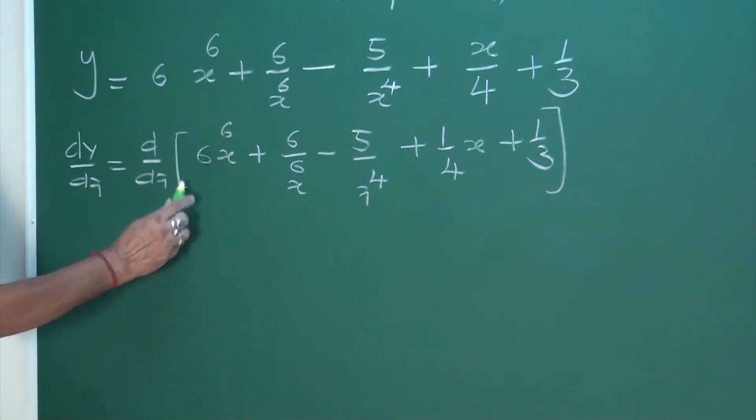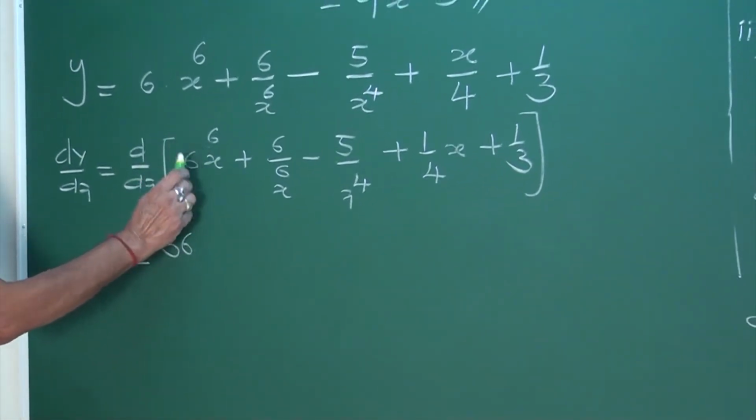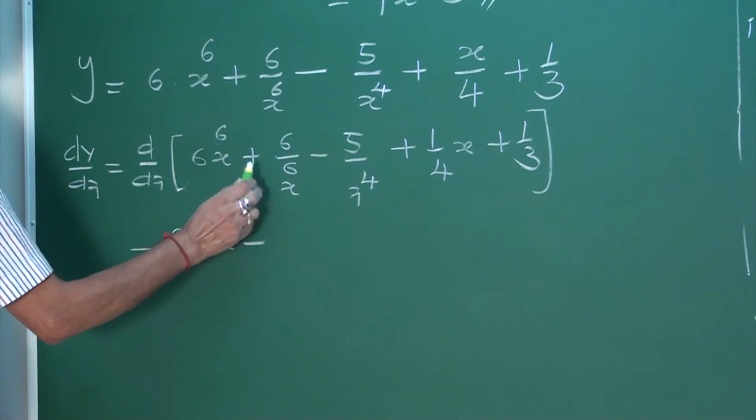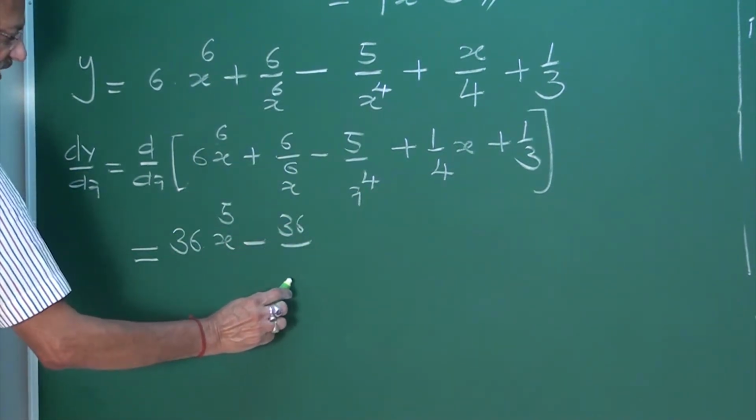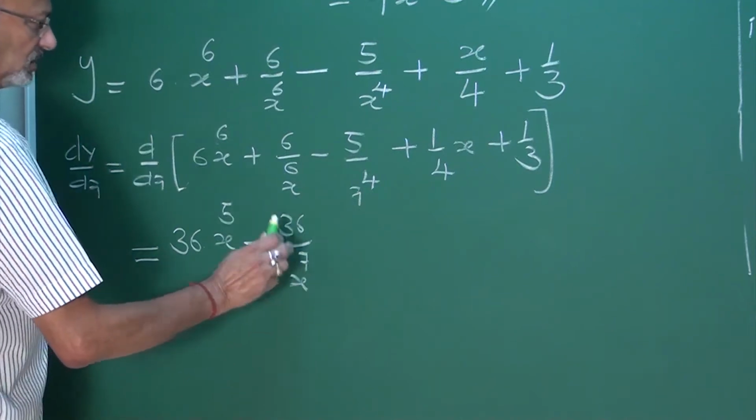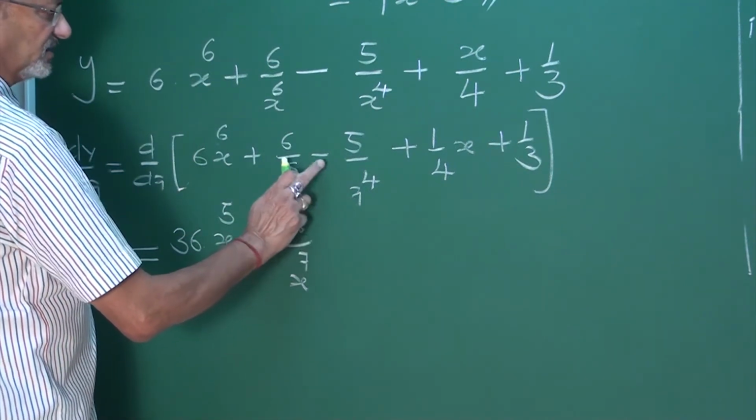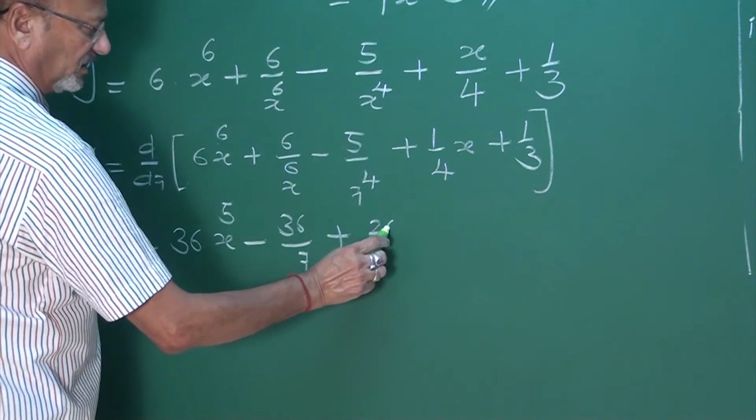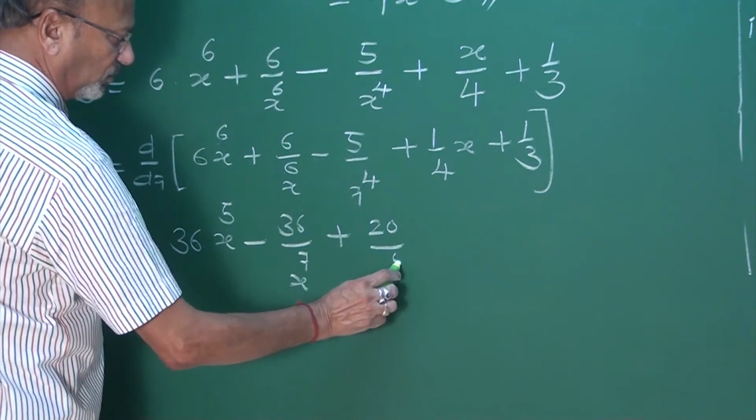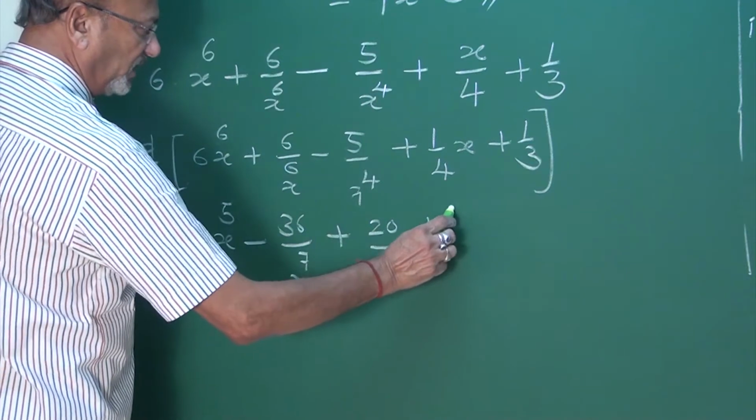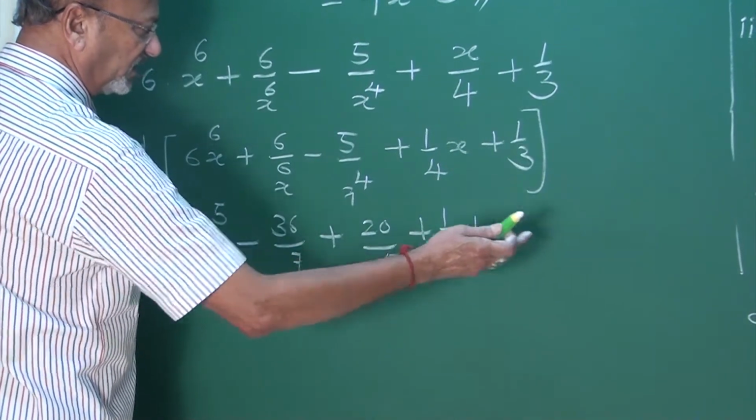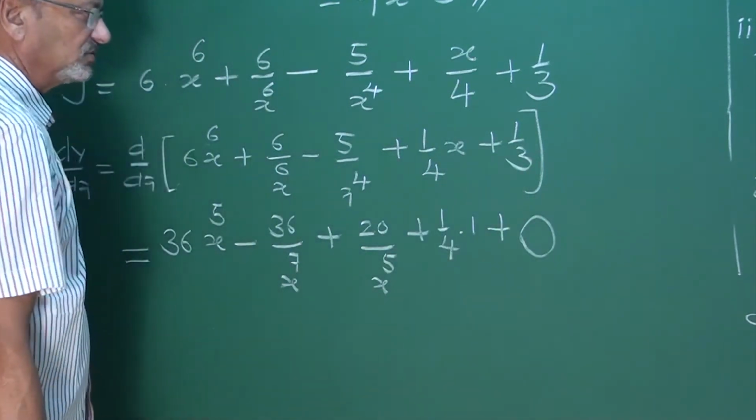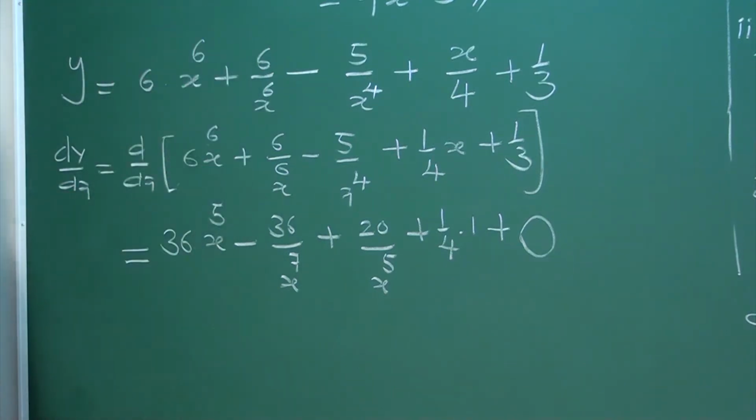First one, 6 into 6, 36, 1 power less. Sign changes. Again 6 into 6, 36. When it is in the denominator, 1 power more. Sign change. Why? Function is in the denominator. Sign changes means it becomes plus. Once again, kn, multiplication. It is 20. Down is 1 power more. Plus 1 by 4 into derivative of x is 1, kx is k, plus 1 by 3 being a constant. What is the derivative? 0. And this is how we have to practice the functions.